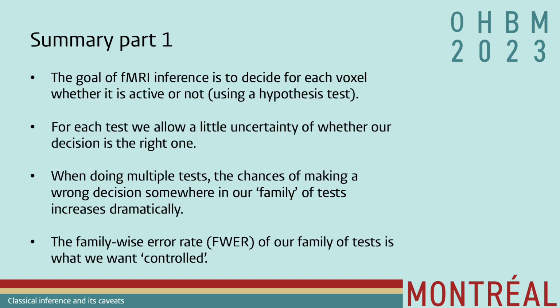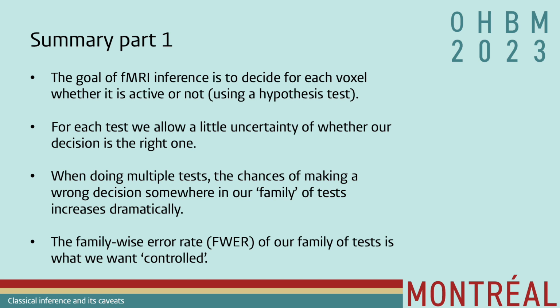So to summarize this first part, the goal of fMRI inference is to decide for each voxel whether it is active or not, using a hypothesis test. And this active or not means more active in one condition than another, or more active in a group than another group. It's a binary decision on whether the voxel is significant. But it's a binary test, yes or no, whether it's active, yes or no.